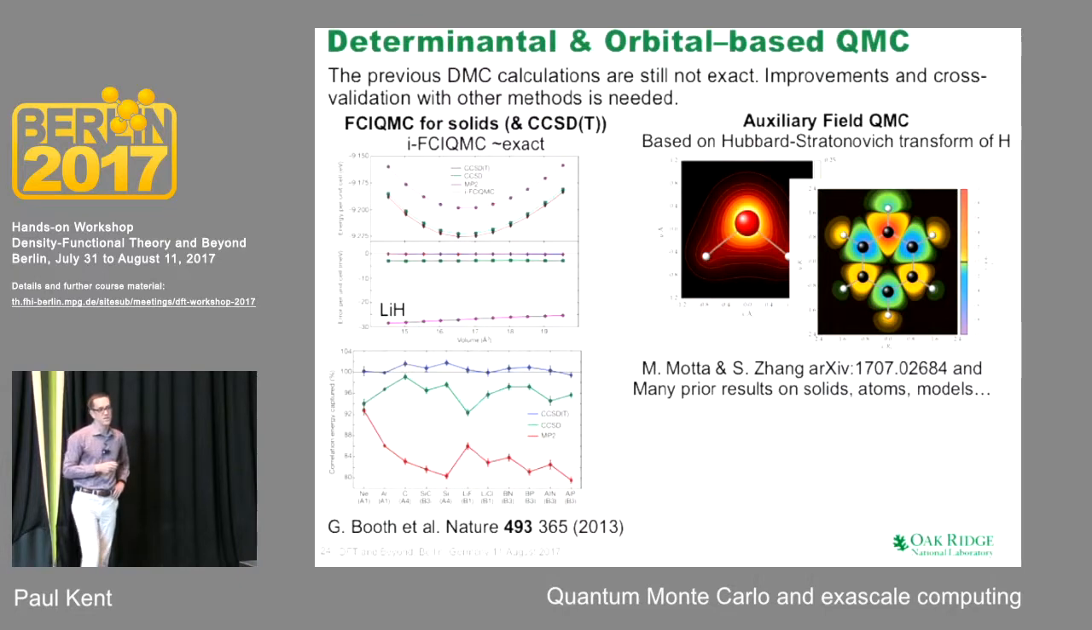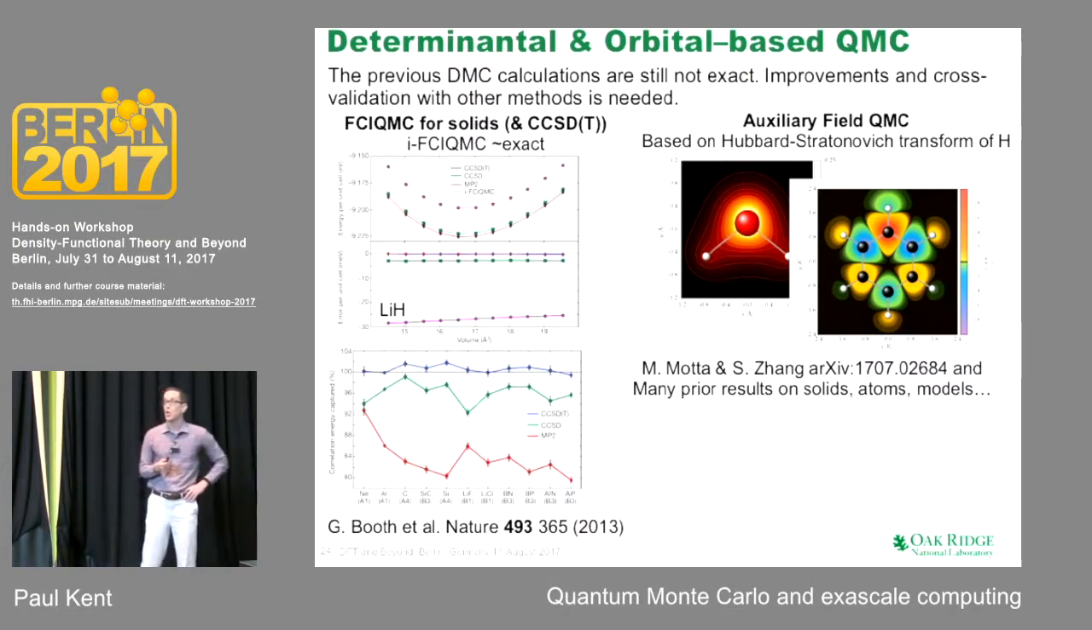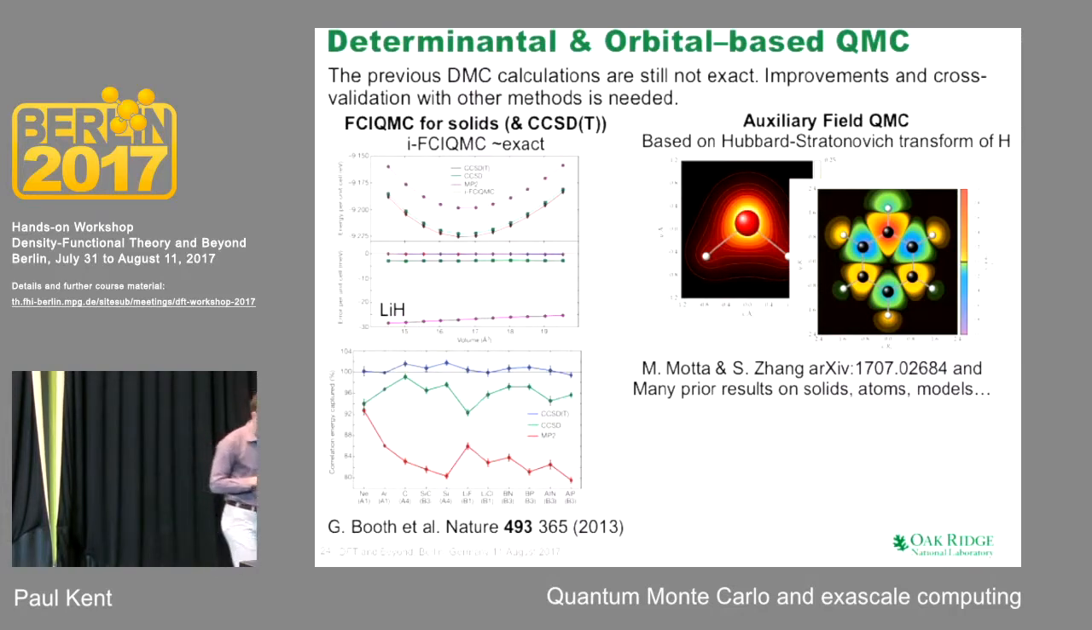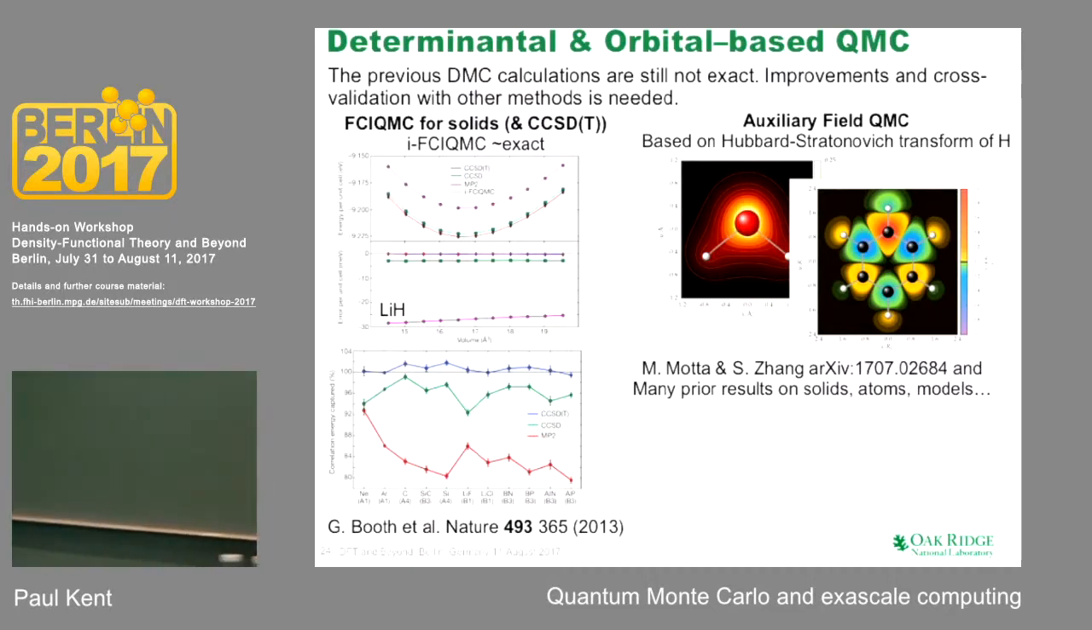So how are we going to do this cross-validation? Well, I'd now like to switch topics. So I'm going to move away from real space quantum Monte Carlo, and I want to talk about a couple of other methods that have really come on in the last few years and we're really interested in. And those are methods that work either in a determinantal space or an orbital space.